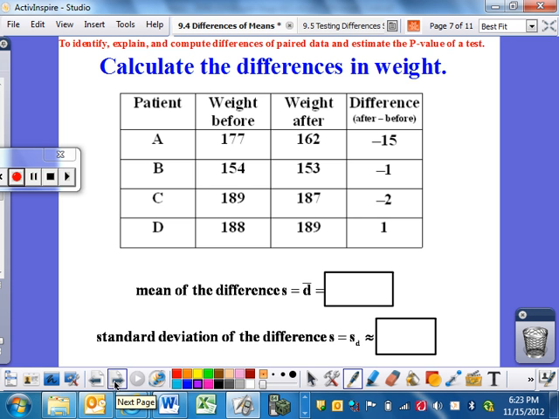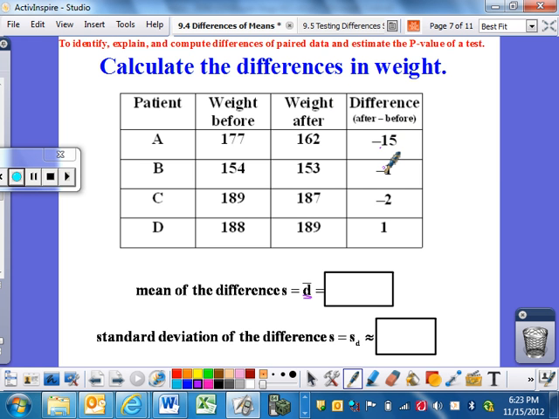So, what do you need to do before we can actually set up our test at all? We need the differences, our D-bar. So what you're going to do is either, on your paper by hand, actually subtract these. 177 minus 162. It must be going after minus before. So be careful. It's however you want to do it. Just make sure you're on the same page.